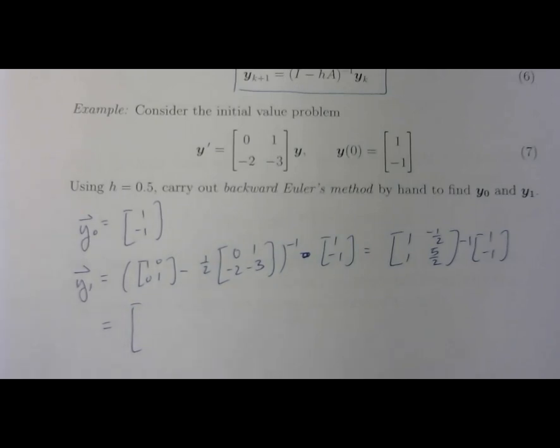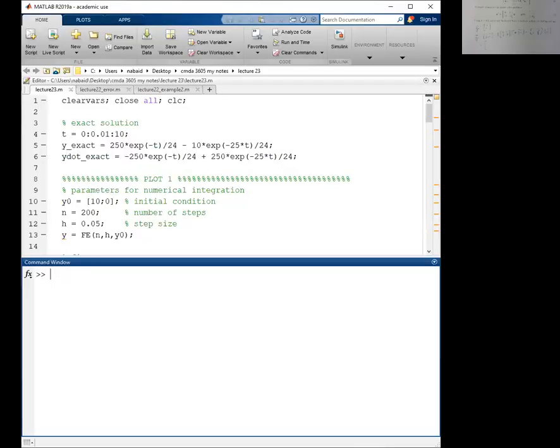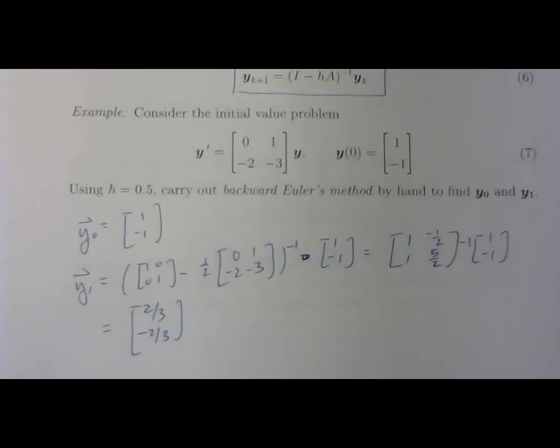I'm going to share MATLAB. Okay. And so I want to do 1 minus 0.5, 1, 5/2, so -1 times 1 minus 1. And I got some number here, 2/3 minus 2/3 for my vector. Okay, so I get solutions like this.